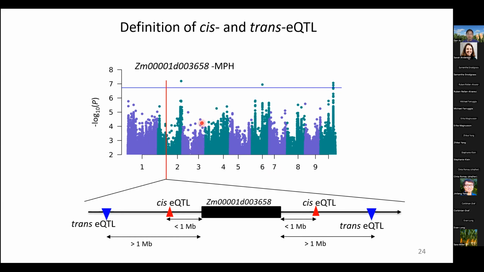And here we find 3 eQTLs. For the eQTLs we detected in our study, we classified them as trans-eQTL or cis-eQTL according to the distance between the eQTL and their gene. If the distance between the eQTL and their gene is larger than 1 megabase, we call them trans-eQTL. If less than 1 megabase, we call it cis-eQTL.